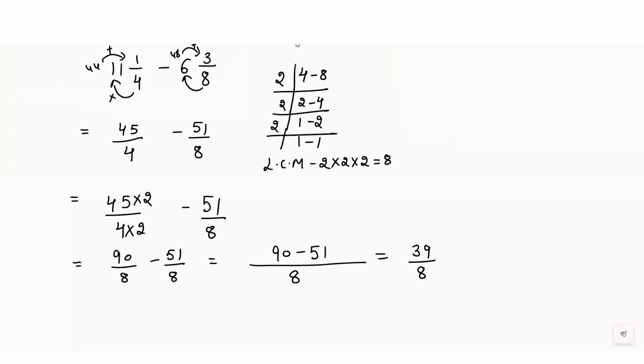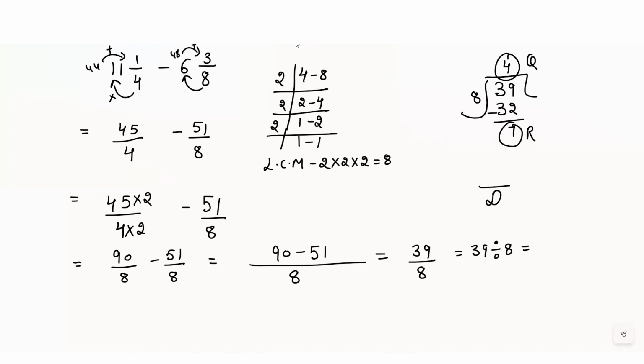Now 39 over 8 means 39 divided by 8, because we want to write the answer in the form of a mixed fraction. So we'll divide it. 8 fours are 32. We'll get 7 as a remainder. So this is your quotient and this is your remainder. So how to write it down? Denominator here, quotient here, and the remainder here. If you remember this part, then you can easily write any improper fraction as a mixed fraction.